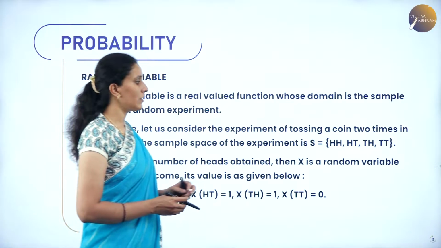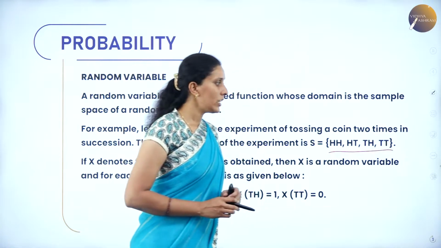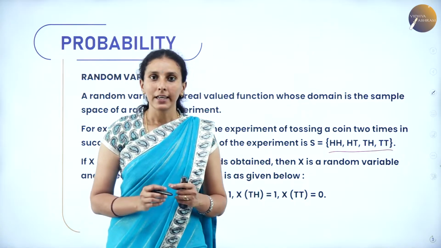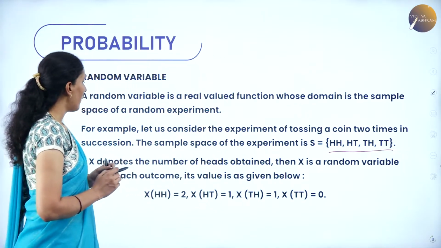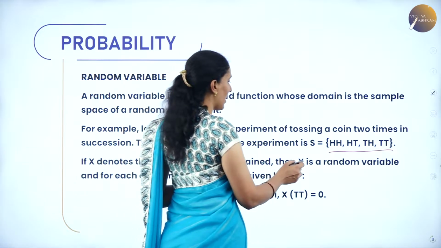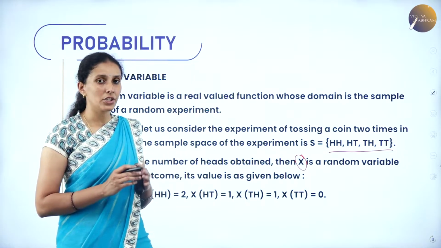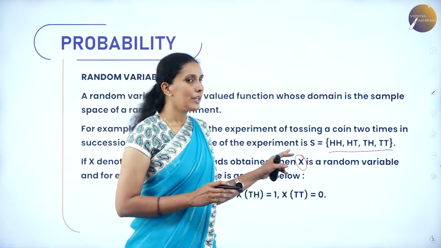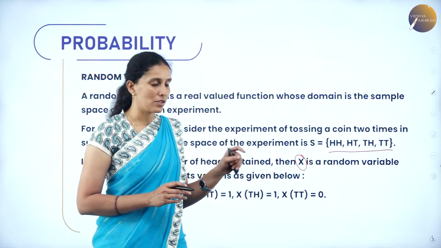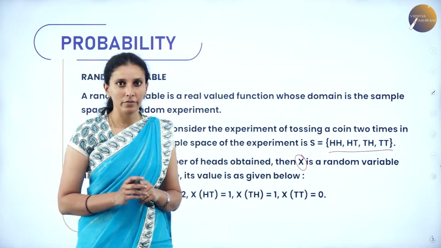So the sample space of the experiment will be HH, HT, TH, TT. Let X denote the random variable. When I say let X denote the random variable, a capital X is used to denote a random variable. So what is the condition that X is a random variable? I need to find the value of X, where the number of heads gives you the random variable.